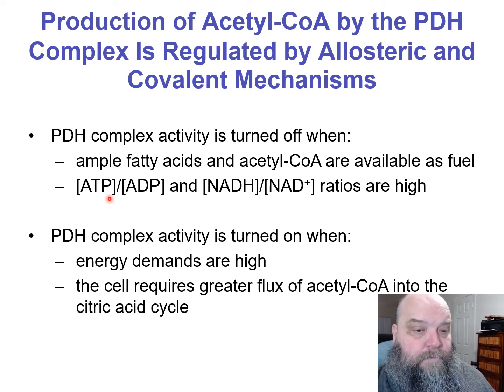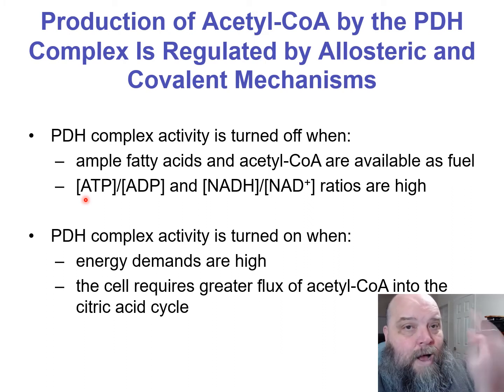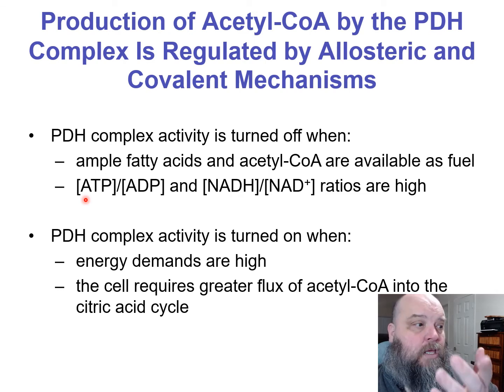Well, we've already talked about it. It's going to be ATP, ADP levels, or NADH, NAD levels. If you have high levels of ATP, low levels of ADP, it means you have enough ATP to keep that cell going. Why push through? If you have too high a concentration of NADH, an extremely low concentration of free NAD, these ratios, if they're high, then turn off the pyruvate dehydrogenase complex.